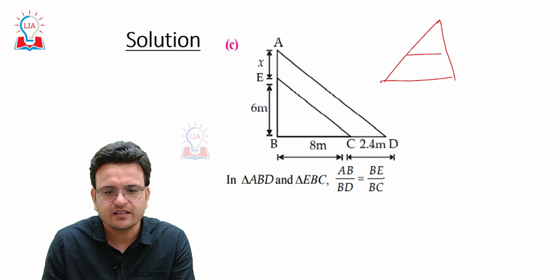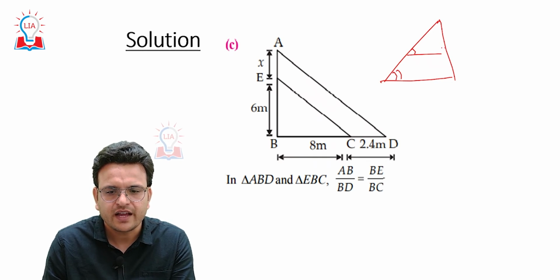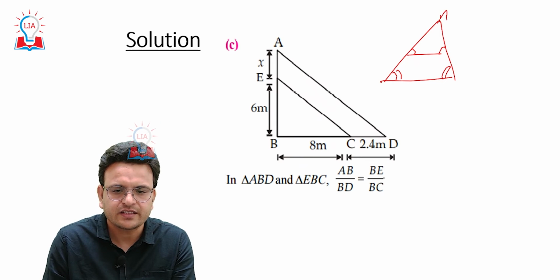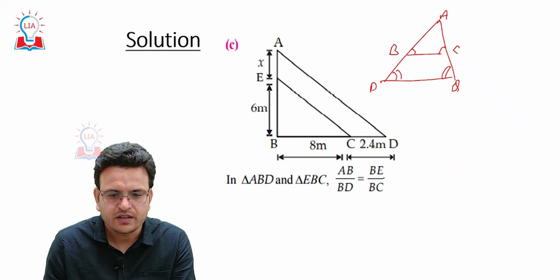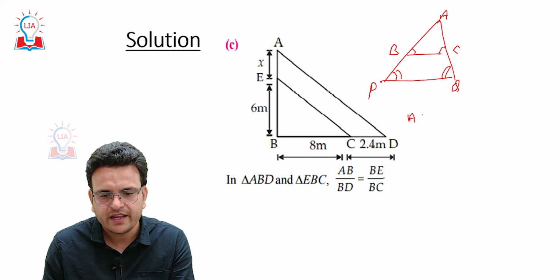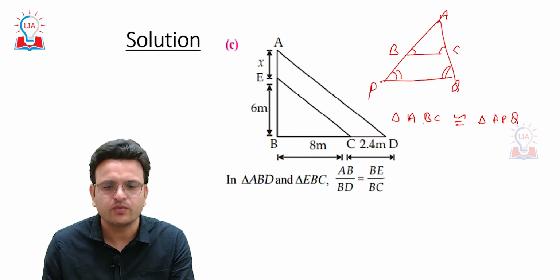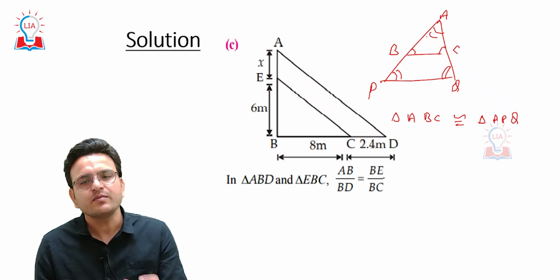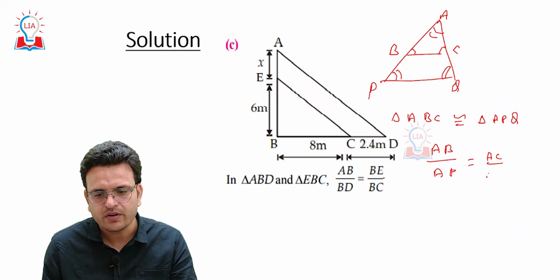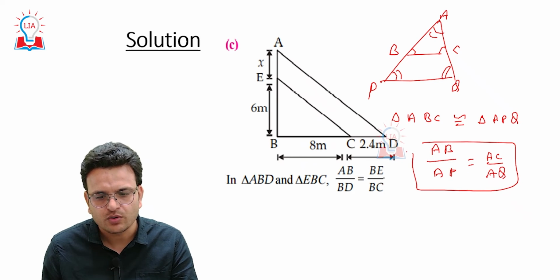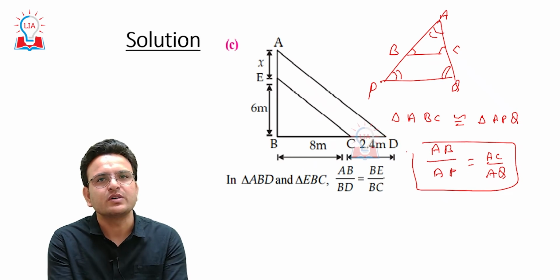In this triangle, this angle is equal to this angle, and this angle is equal to this angle. This is A, B, C, P, Q. Here we have two triangles: triangle ABC is congruent to triangle APQ, which means this angle is common in both the triangles. So then we can say that AB upon AP equals AC upon AQ. In this way you have to solve this particular question. So I hope you are able to understand it.